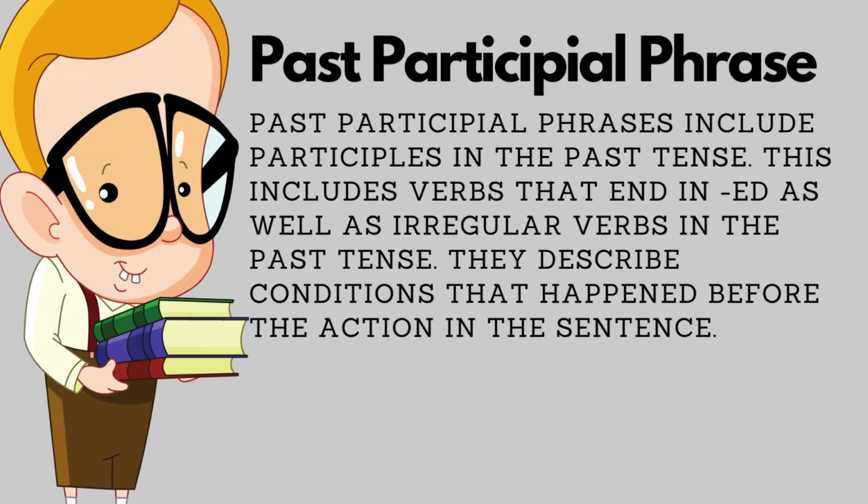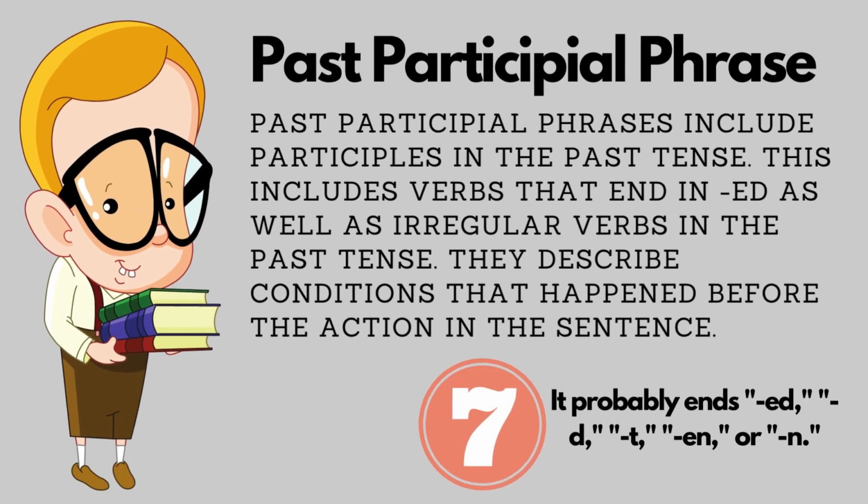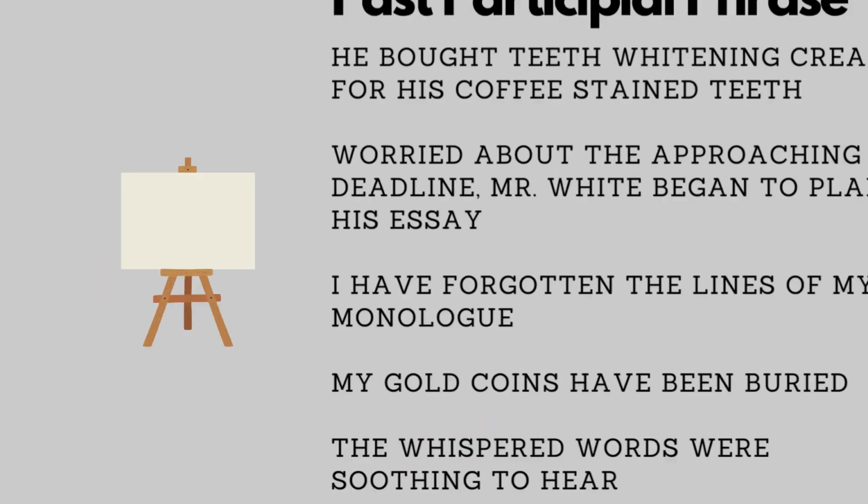So a past participle phrase includes participles in the past tense. This includes verbs that end in ed as well as irregular verbs in the past tense. They describe conditions that happen before the action in the sentence. And you got the endings right there, ed, d, t, en, or n. And we have some examples here.